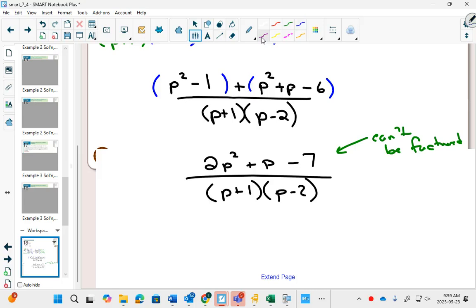And of course the textbooks probably, did they write the non-permissible values? It's been a theme, they've been doing that all along. So -1 would cause the first factor to divide by 0. 2 would cause the second one to divide by 0.